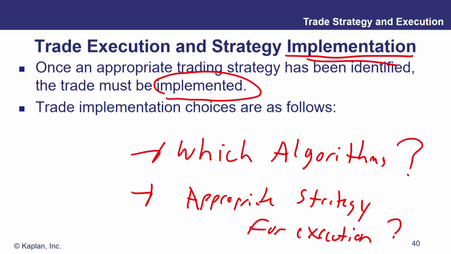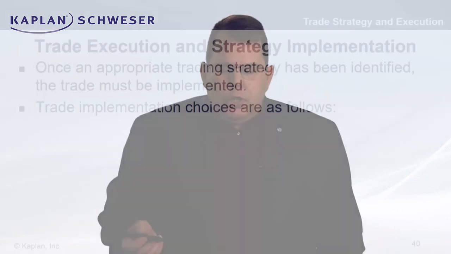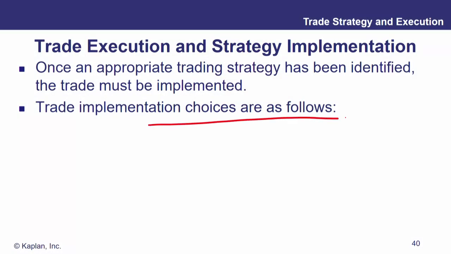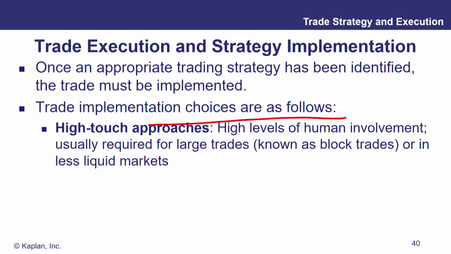Okay, so again, this is where the magic happens. You either do a great job executing the trade or you don't. Okay, so trade implementation choices are going to be listed as follows. We can have a high touch approach. What does this mean? That means you're going to have high levels of human involvement. They're usually required for block trades or what we call large trades, and they generally happen in less liquid markets.